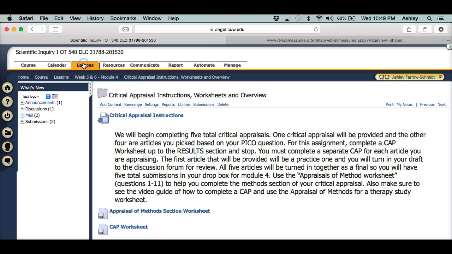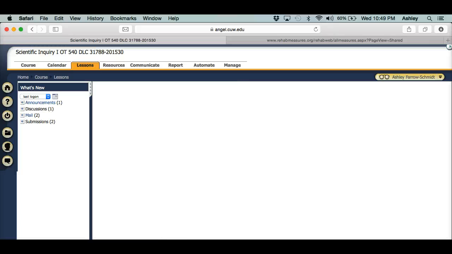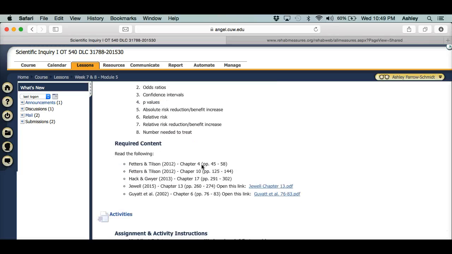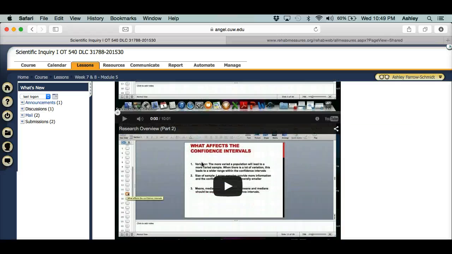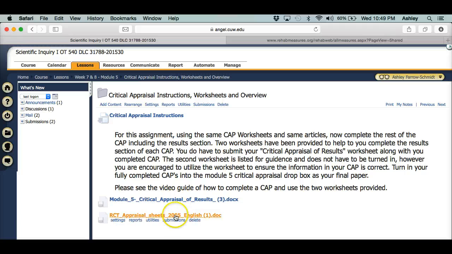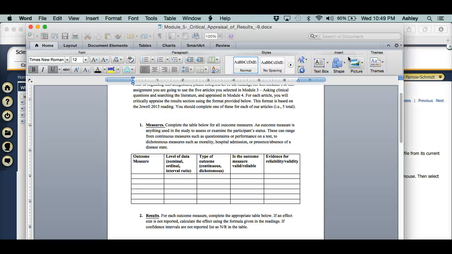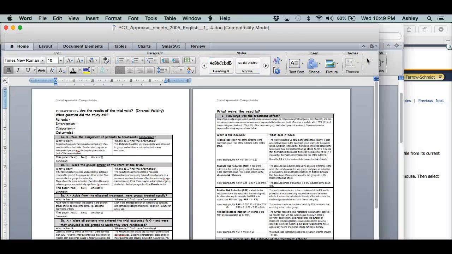I'm sorry, I'm still in Module 4. One of them is just to assist you with completing the assignment, and then of course the one that I just showed you is the one that you're actually going to use. So this here, RCT appraisal, sorry, my computer is moving fairly slowly.